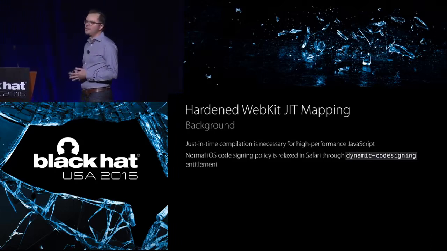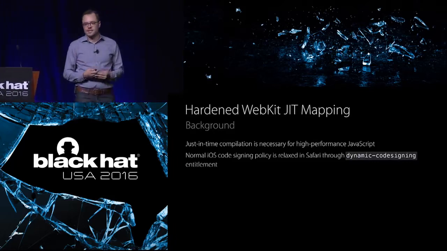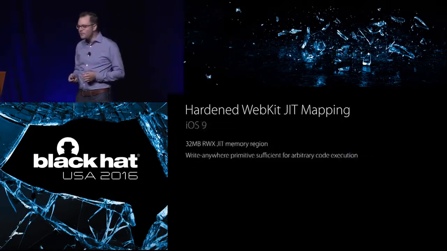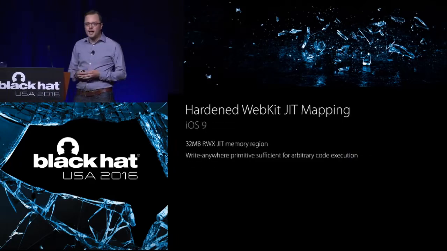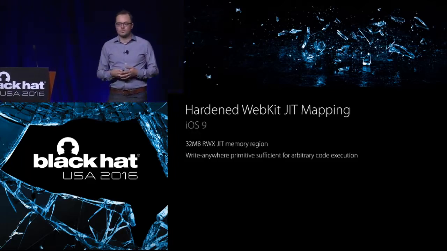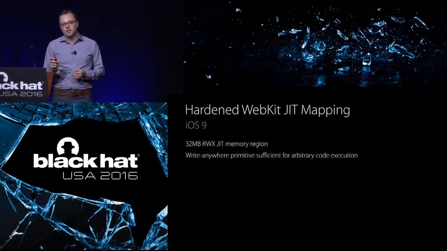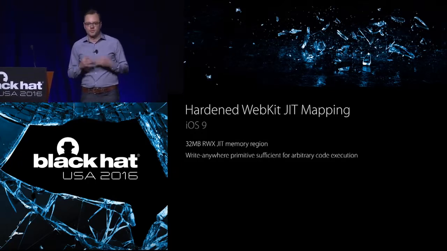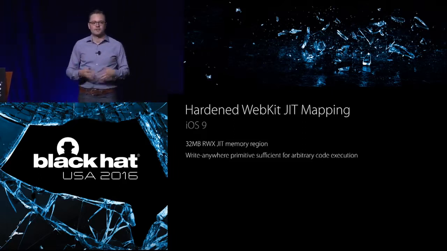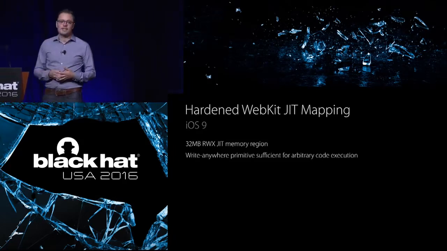And in order to bring the JIT to Safari on iOS, we've had to relax the normal code signing policy and allow the JIT to emit new unsigned native code. And the way it used to work in iOS 9 is there was this 32 megabyte JIT memory region. It was readable, writable, and executable. What that meant is that an attacker who had a write-anywhere primitive that was exploitable from JavaScript could actually use it for arbitrary code execution, because they could take their shellcode, put it into the JIT region, and simply jump to it.